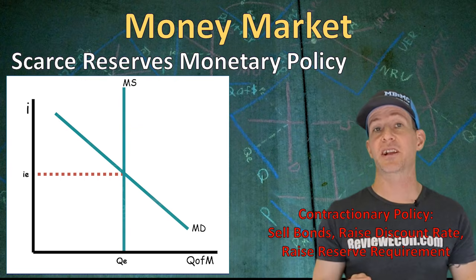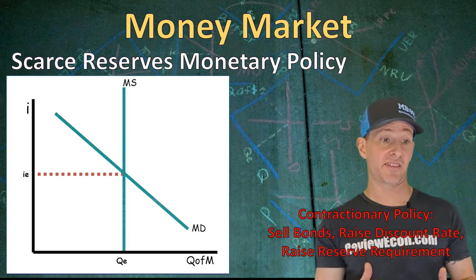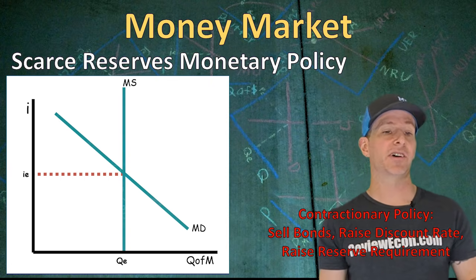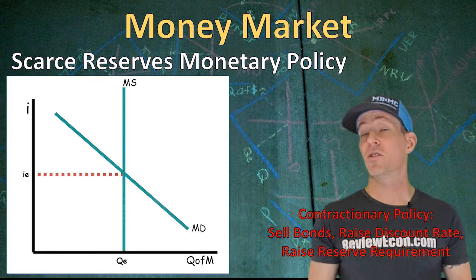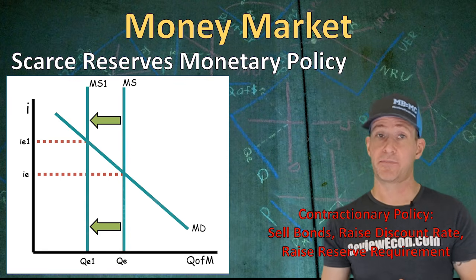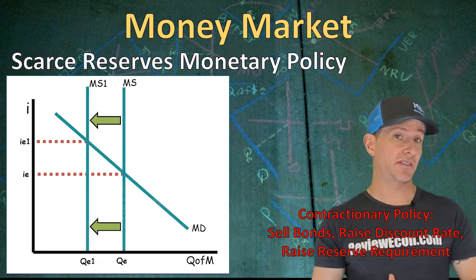If the central bank with scarce reserves is going to fight inflation, on the other hand, they will use contractionary monetary policy. They will sell bonds, raise the discount rate, or raise the reserve requirement, and that will cause a leftward shift of that money supply curve, increasing the nominal interest rate.